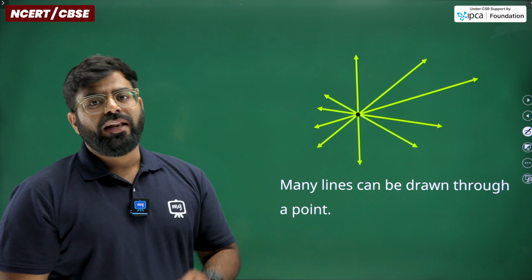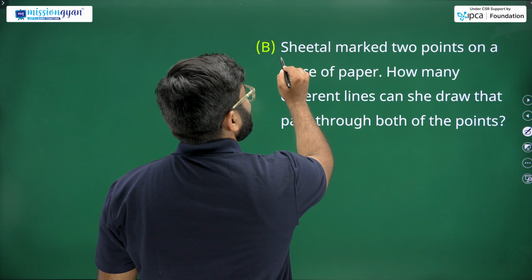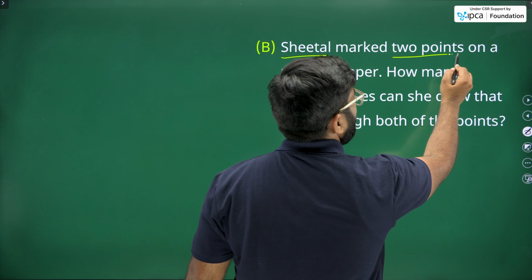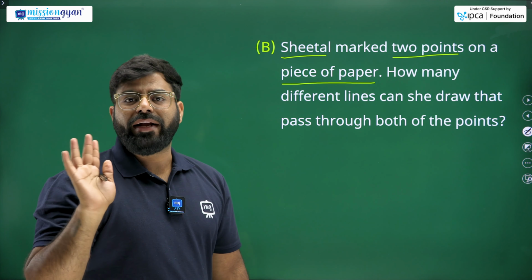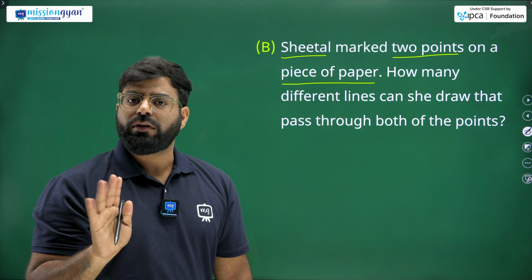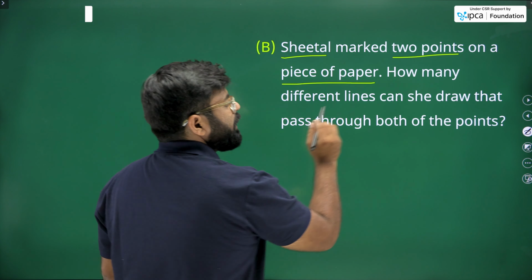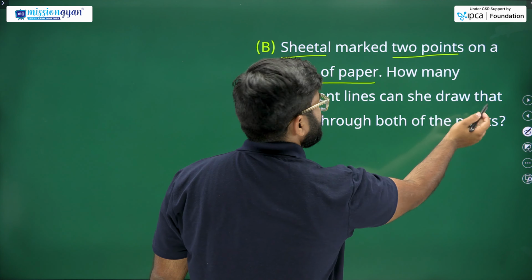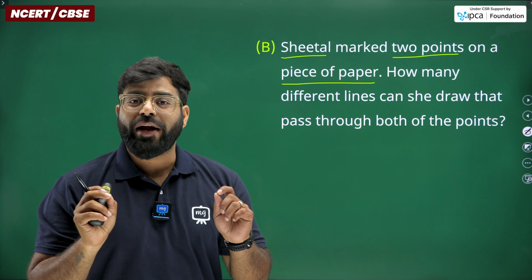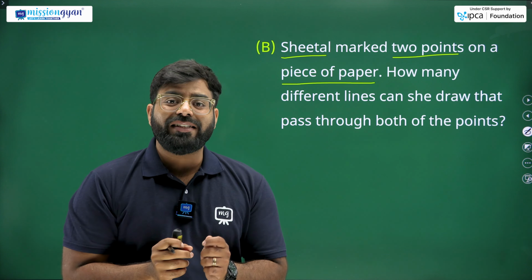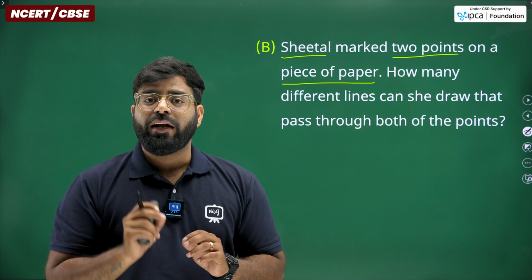Understood? Now let's move towards the B part. In this, Sheetal marked 2 points on a piece of paper. She is making 2 points on a piece of paper. Now the question is asking how many different lines can she draw that pass through both of the points.